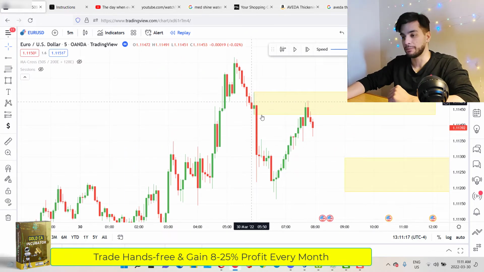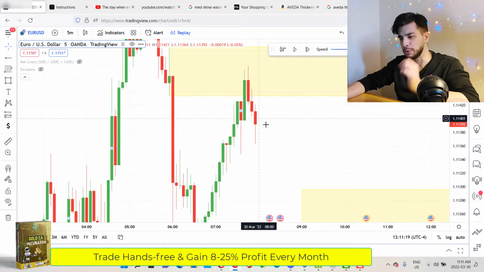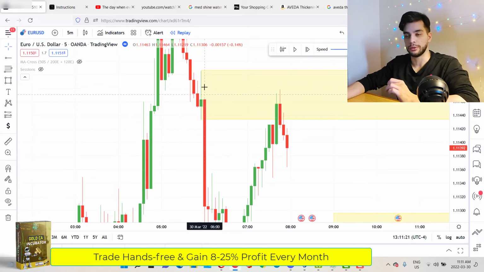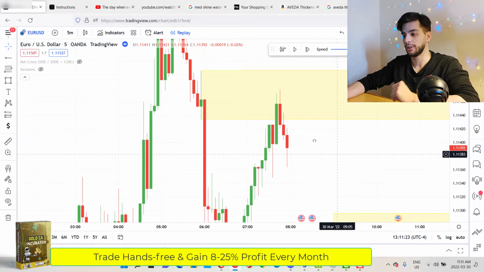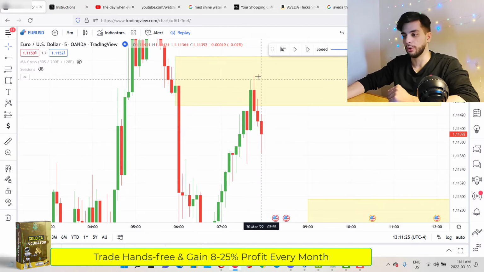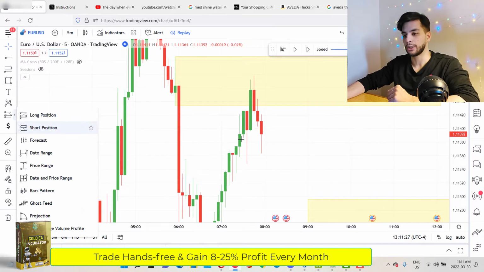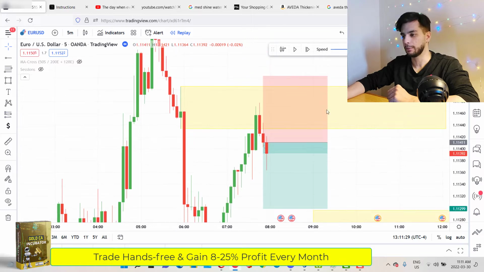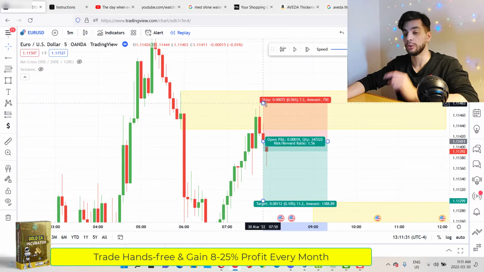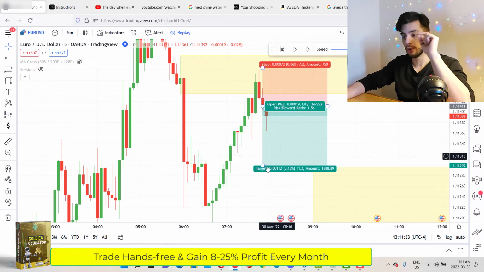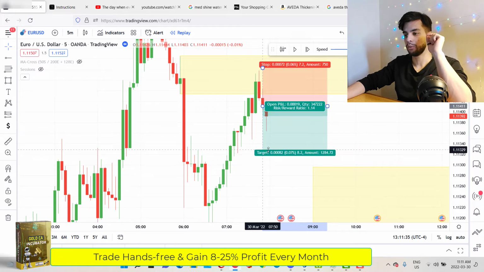See, we had a very, very cool and very beautiful supply zone, high probability supply zone, and then it literally tapped into this zone. It came down, and I could have literally taken my sell position here and put my stop loss below the candle, not below the zone, and my one-to-one trade right here.